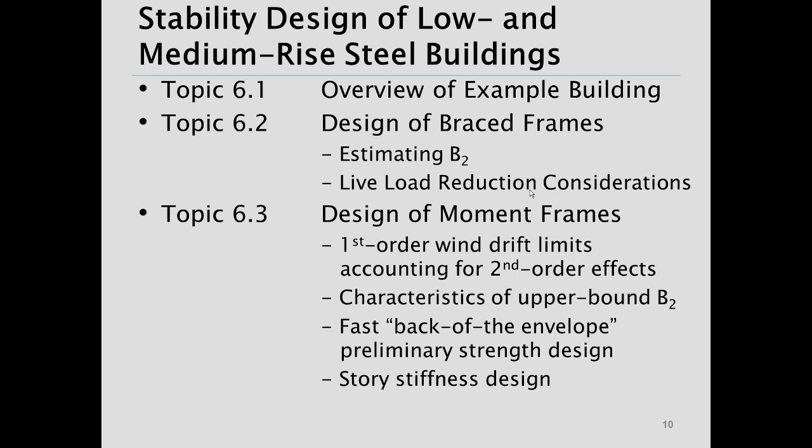Big focus is how do we estimate the side sway amplifier, B2, given wind drift limits, seismic drift limits, seismic P delta limits. We'll also talk about how we can use a fairly cool way of handling the live load reduction considerations, where we put those into the analysis and what the advantages are for that. Then the third topic, we'll move into looking at the design of the moment frames in this building. We'll look at how we can back out a first order wind drift limit, considering second order effects and why we might want to do that.